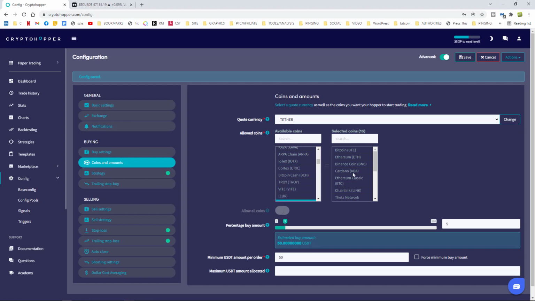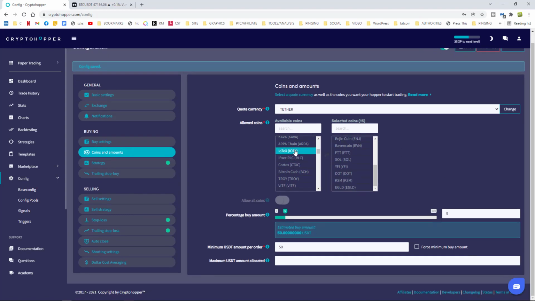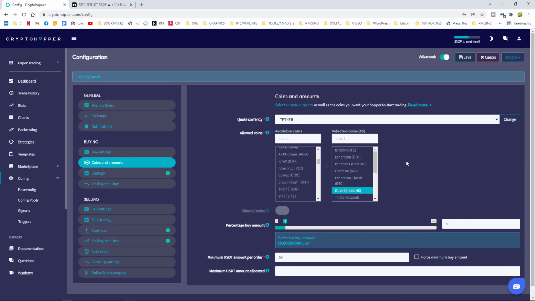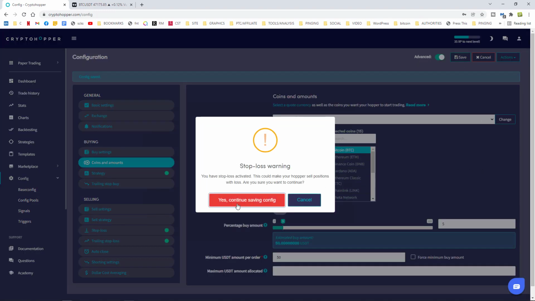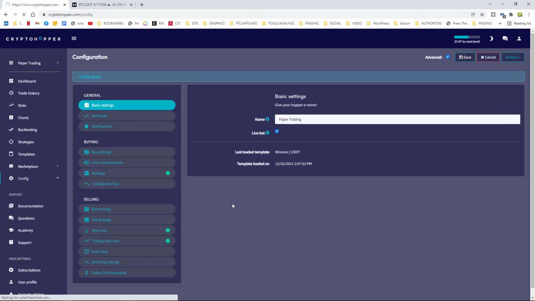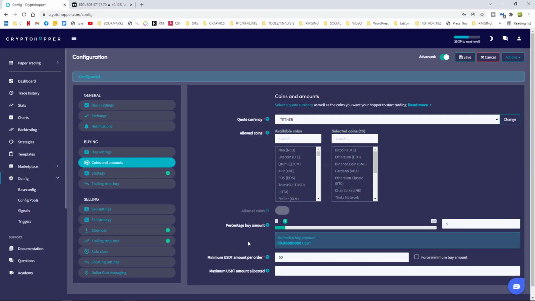I've got 16 now because I've just added a new one. So choose your coins from here, put them into there, choose a good mix, and 15 I think is fine. All right, save that. So all that's set how we want it.